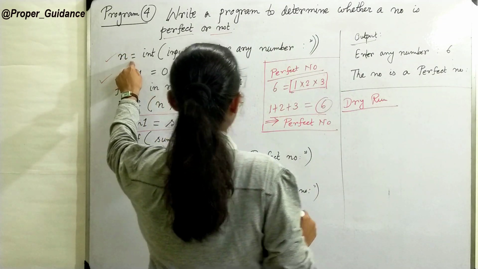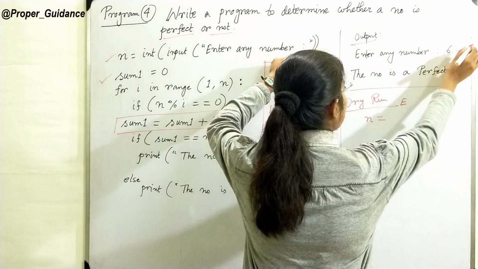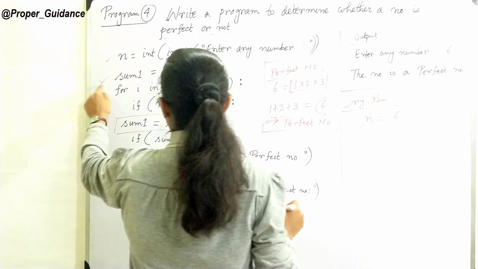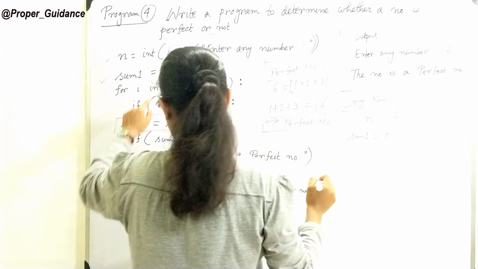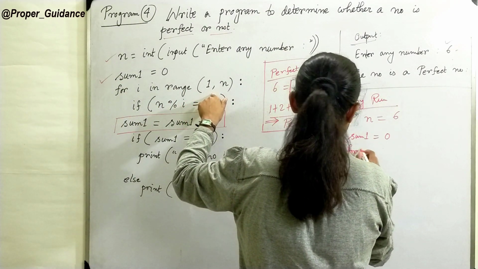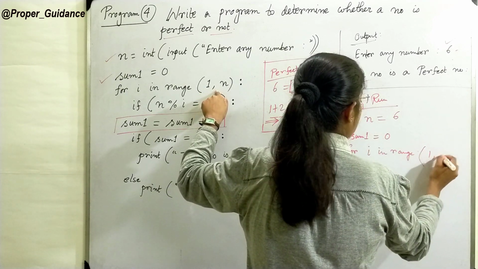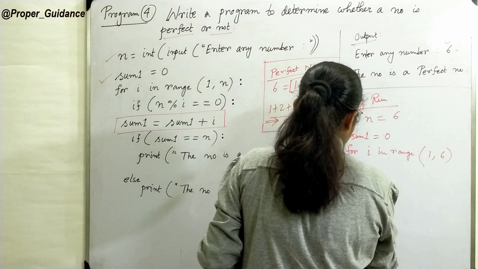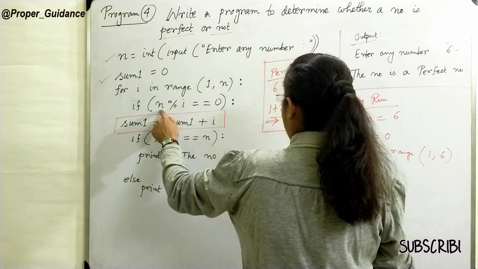Now see, when the user input asks to enter any number, that is 6 here. I am not writing this one. From this line I am taking n equals 6. So the first value of sum1 equals 0, that is, it is initialized as 0. And for i in range, the range will be from 1 to 6, right? From 1 to 6, if n modulus i equals 0.